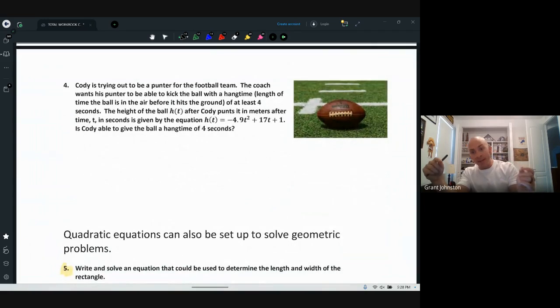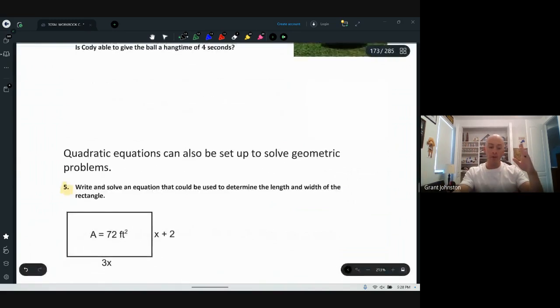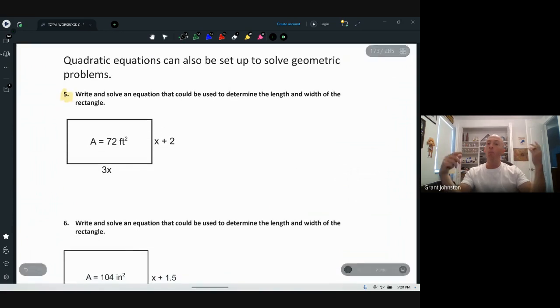This one's talking about hang time. In football, hang time is when you punt it and how long it stays in the air. So we're trying to figure out how long it takes to hit the ground. That's where you're going to find the roots, the x-intercepts, on that one. Okay. So I'm going to let you do all those. Now I'm going to show you one more thing.